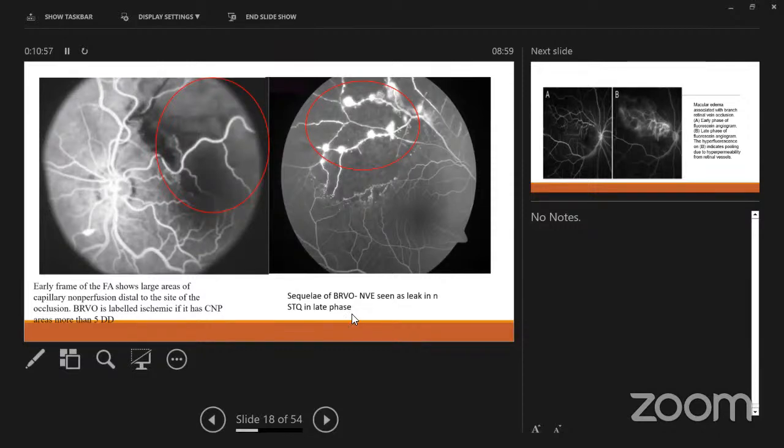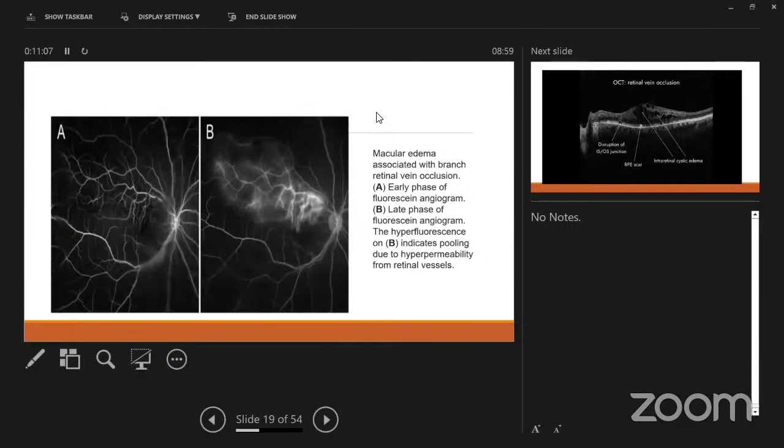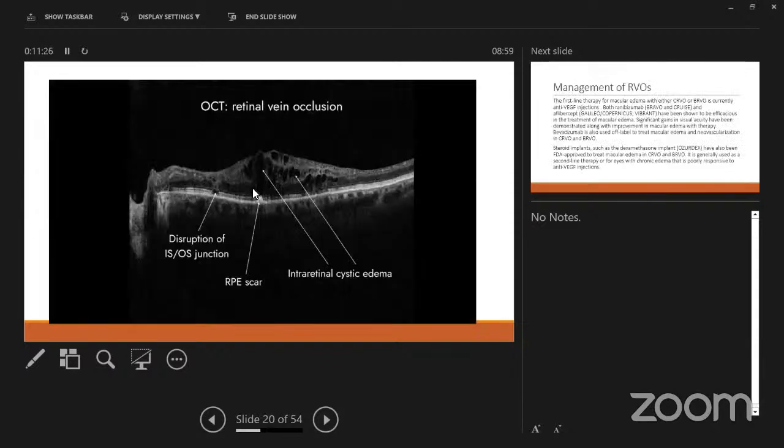And in the sequelae, in BRVO, we can see NVs at the site, seen as the point of leak here, in the late phase. And next is the macular edema. In the early phase of the angiogram, we can see hypoperfusion, and in the late phase, there is hyperfluorescence indicating pooling because of hyperpermeability of the vessels. So here we can see this fuzzy appearance. It is because of the pooling and leakage.